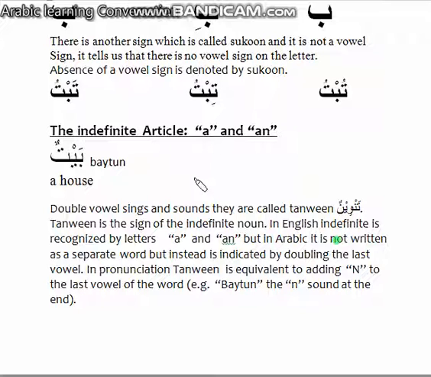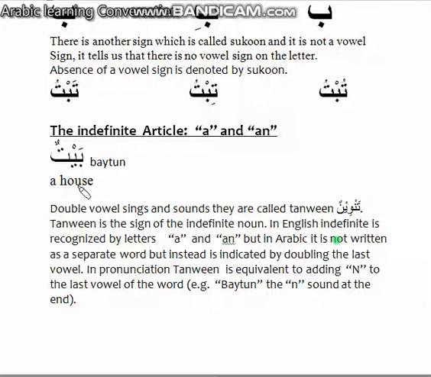But in Arabic, we have a different thing. In Arabic, let's take the example of baytun. In baytun, you know that this letter is fatha, this is sukoon. Now we have a double vowel sign. What do we call this double vowel sign? It is double dhamma. This is called tanween. Why do we have this tanween here? This tanween shows that this noun is indefinite.